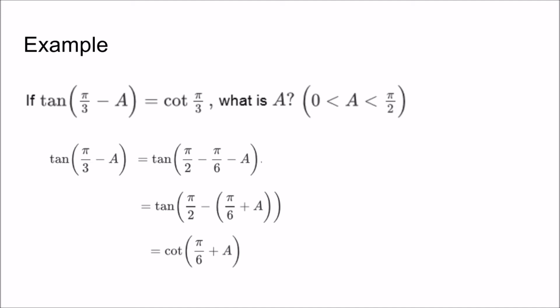Here we can say that tangent of pi over 2 minus the angle pi over 6 plus a is cotangent of pi over 6 plus a, because we know that tangent of pi over 2 minus some angle a is equal to cotangent of that angle a. Now cotangent of pi over 6 plus a, as given in the problem, is equal to cotangent of pi over 3, because we have the condition that tangent of pi over 3 minus a is equal to cotangent of pi over 3. And this leads to the answer a equals pi over 6, because pi over 6 plus a is equal to pi over 3.